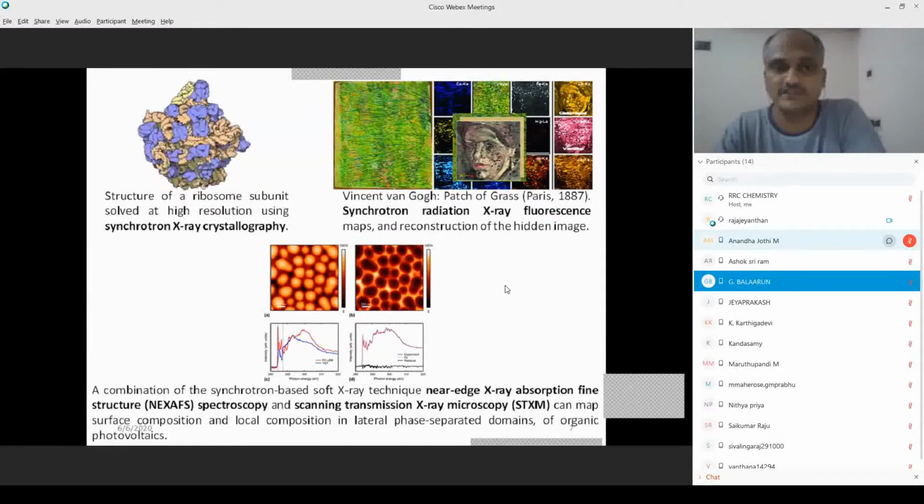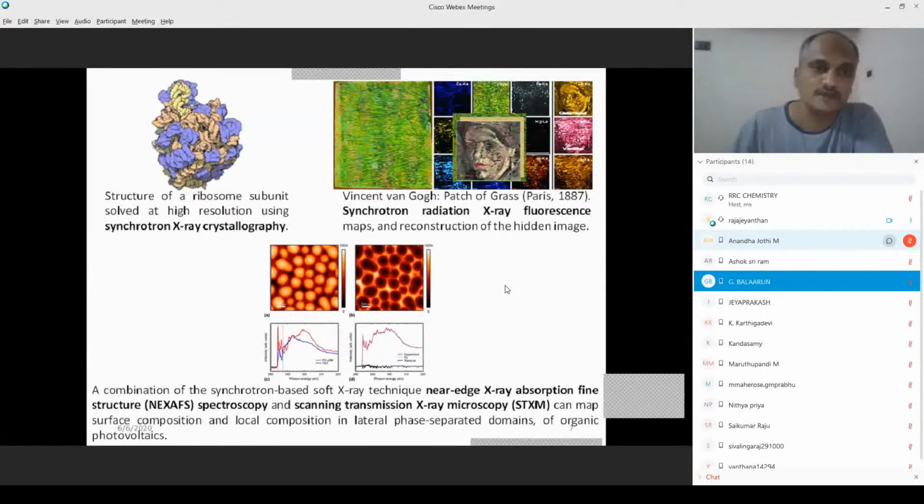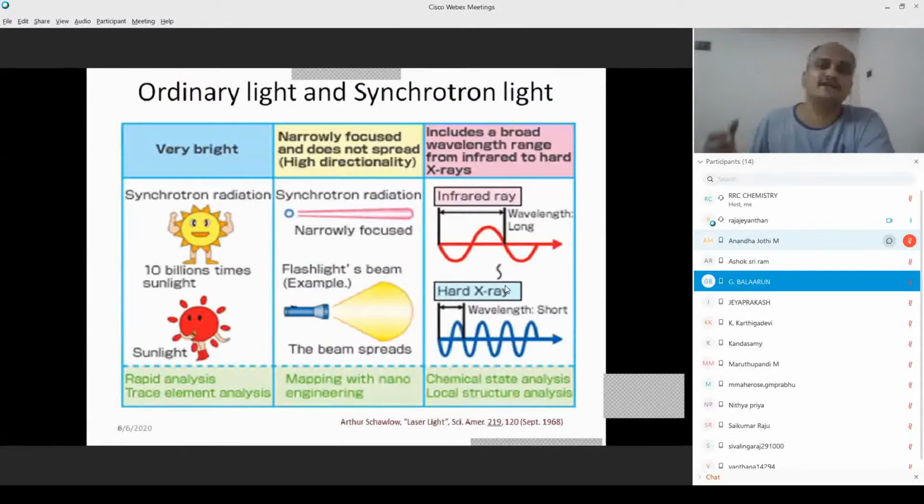We can do all of this with synchrotron radiation. What is the difference between ordinary light and synchrotron light? We can do all kinds of techniques, like X-ray diffraction, which can be done using a smaller machine that we have handy and use in our sample analysis. But what about the synchrotron light?